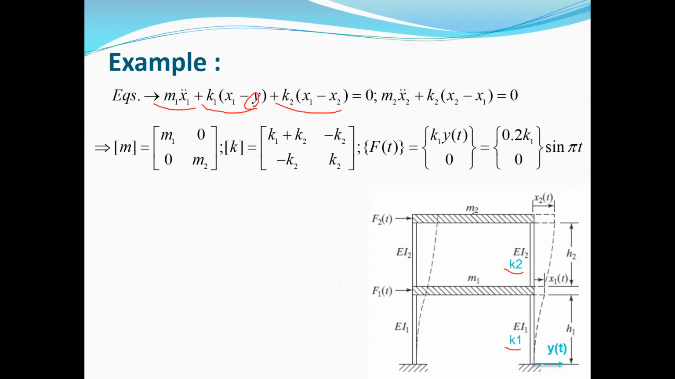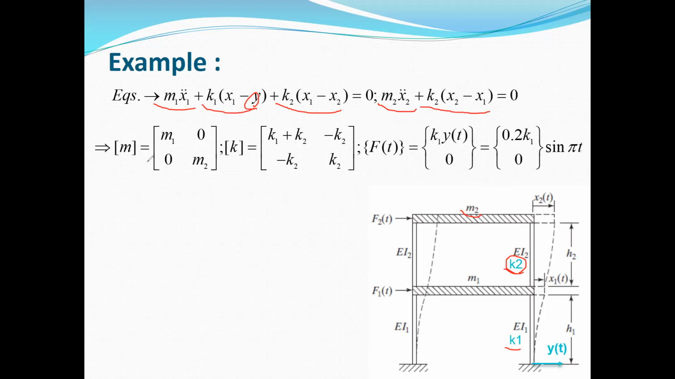And if you write Newton's second law for the mass M2, you can conclude that the mass M2 times its acceleration is equal to the summation of the forces in the horizontal direction. For this mass, only the spring K2 will affect it, and we will have K2 times (x2 minus x1). So this is the equation of motion.